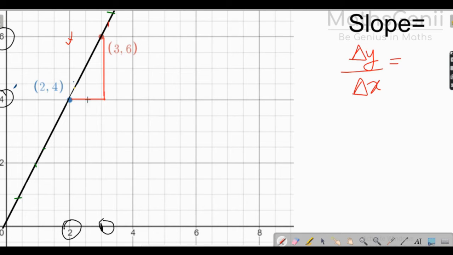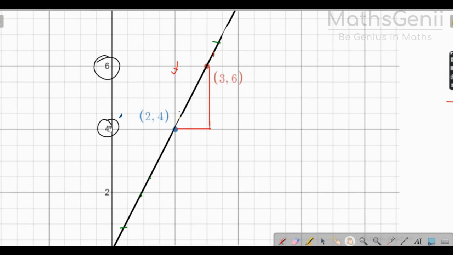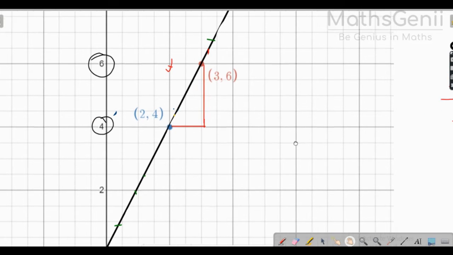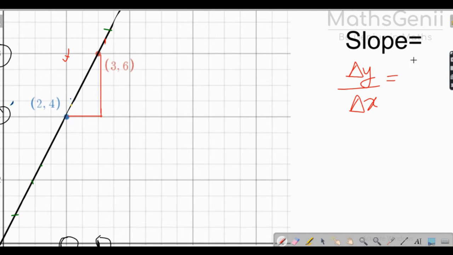What is your delta Y? Delta Y upon delta X, so this is 4, this is 6. So what is your delta Y? 6 minus 4. What is your delta X? This is 2, this is 3. So it is 3 minus 2. So it is 2. So the slope of this line is 2.